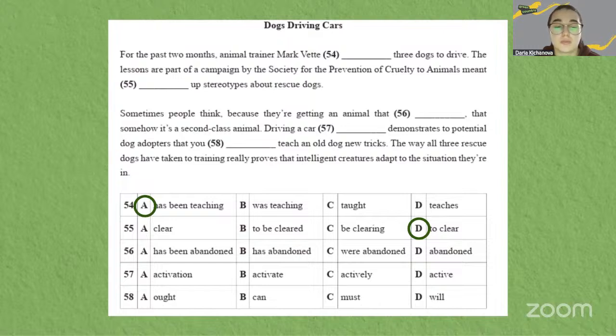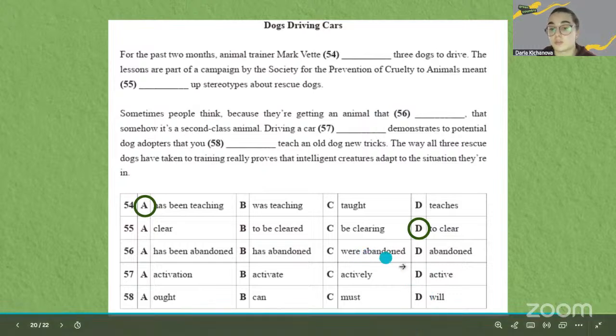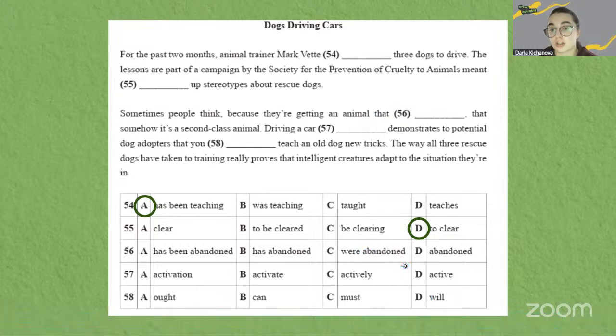Okay, what about 56? We have got with you has been abandoned, has abandoned, were abandoned, and abandoned. We are talking about animal. So we take a look at the task where we need to use with you, we need to ask whether it is about he, she, it. So we need to take a look for the pronoun that we may use for this and cross out the options that can be not correct. If we're talking about animal, we can't say with you were abandoned for sure. So we cross it out.